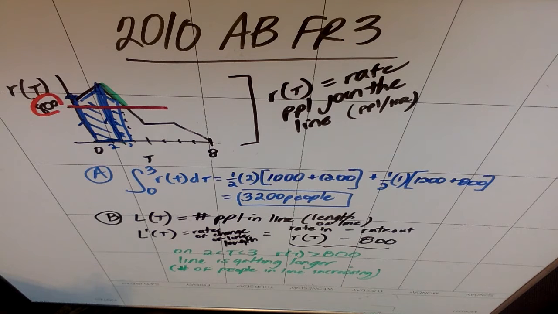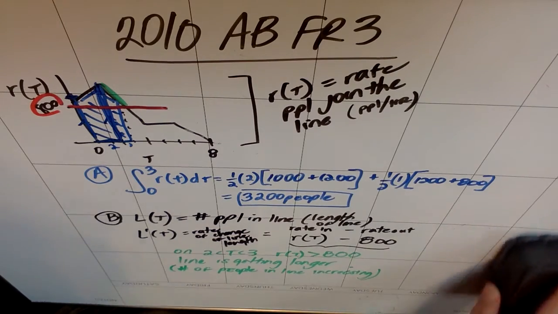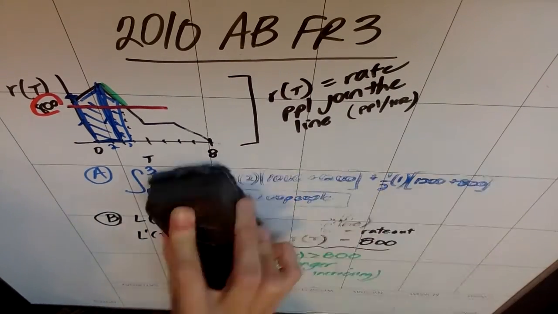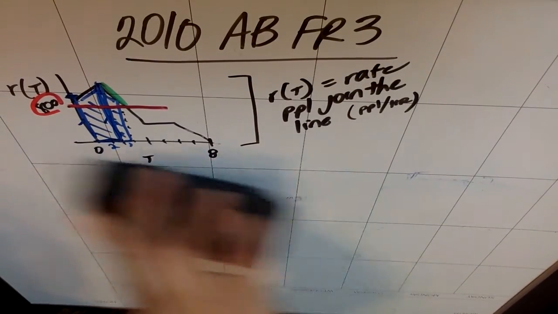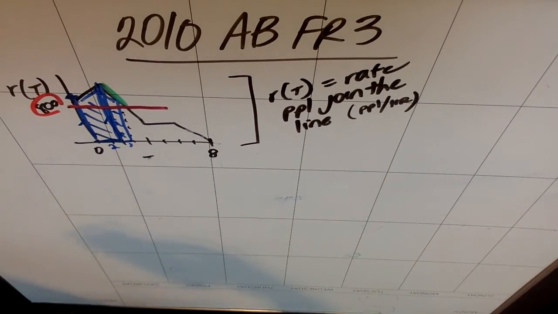Next bit, part C, I need to erase some stuff if I can figure out where I put the lovely eraser. There we go. All right, so I'm going to keep my terrible graph because it might come in handy again. Okay, so part C. At what time t is the line for the ride the longest, and how many people are in line at that time?